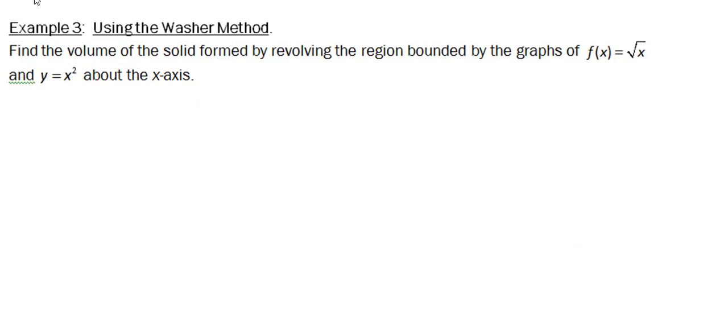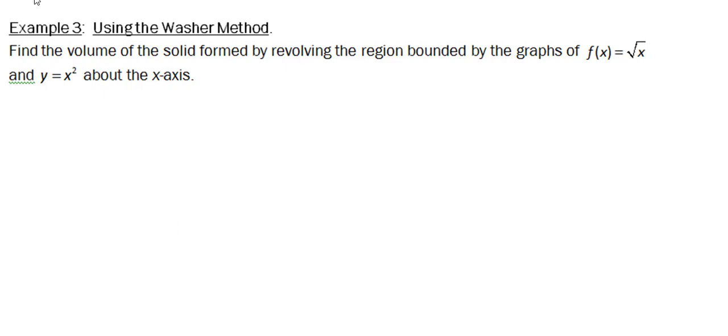Okay, let's do a problem. Find the volume of the solid formed by revolving the region bound by the graphs of f of x equals square root x and y equals x squared. We could call that g of x equals x squared. And we're revolving about the x-axis. So this would be one of the easier forms, probably the easiest form of doing the washer method.